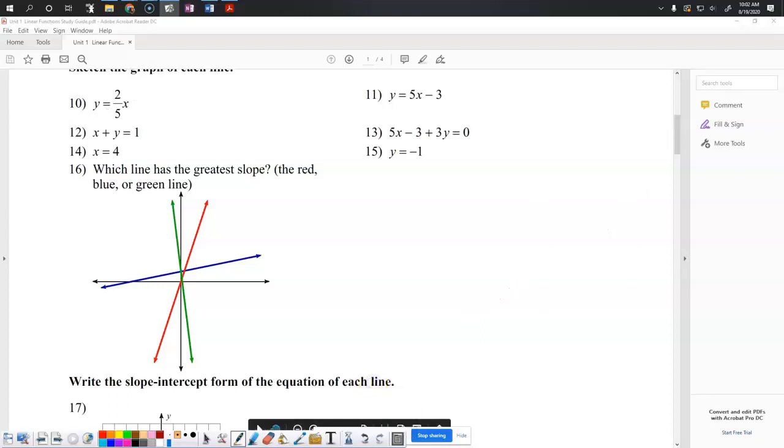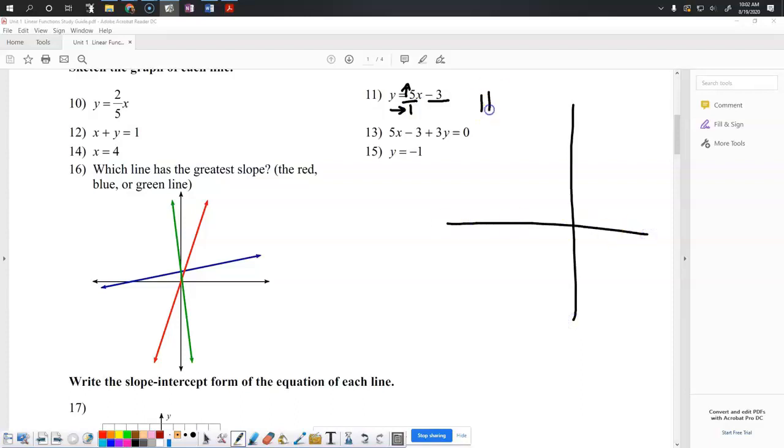Number 11 is missing a number as well. We need a rise, a run, and a y-intercept. We have our y-intercept. We have our rise, but we don't have our run. So when that's missing, it's a 1. So for number 11, we're going to start at negative 3, and I'm going to go up 5 over 1. Rise 5, run 1, connect the dots, and we're good to go. Number 12.